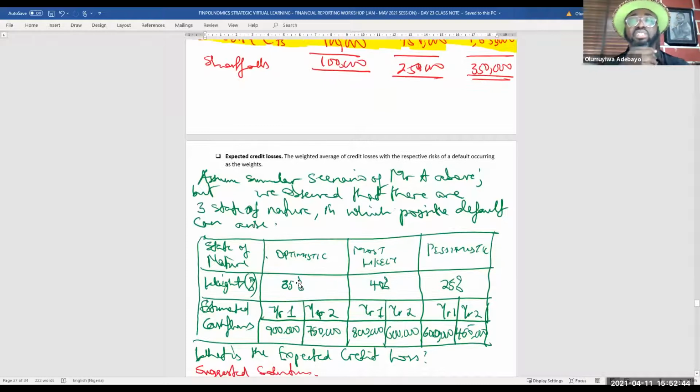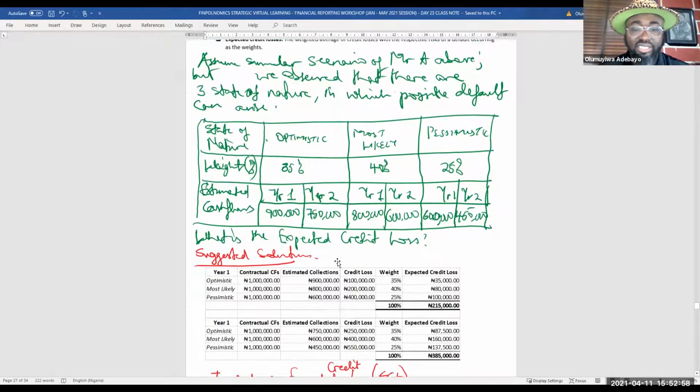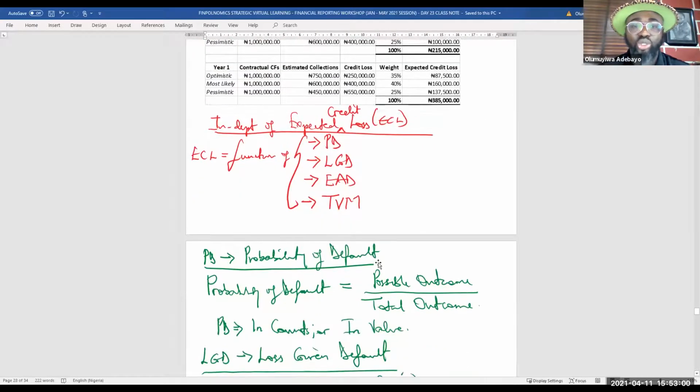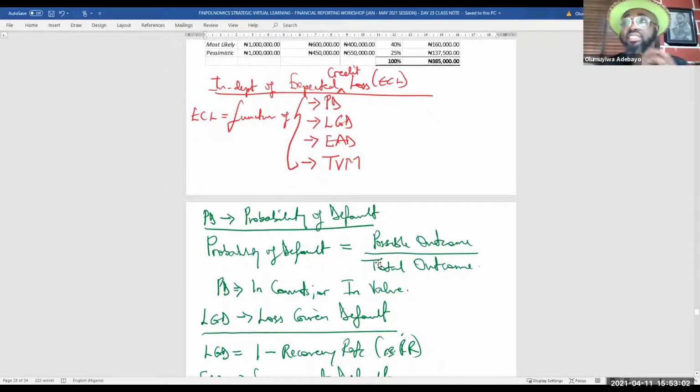And we said expected credit loss is where you consider various degrees of scenarios such that you obtain the weighted average of credit losses with respect to the risk of default occurring at different weights. And we also looked at that as a scenario. We then came to a conclusion that the in-depth analysis of expected credit loss requires 4 variables. 3 of those variables are key or fundamental variables, while one is more like just accounting for the time value of money.